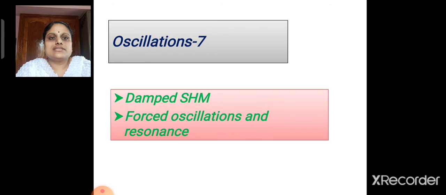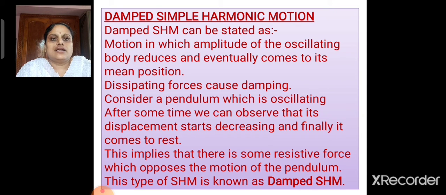In this module, let us discuss damped simple harmonic motion, forced oscillations and resonance. Now let us first see what damped motions are. Damped SHM is a motion in which the amplitude of the oscillating body reduces and eventually comes to rest in its mean position. The causes of this damping are dissipative forces such as frictional force, viscous force, etc.